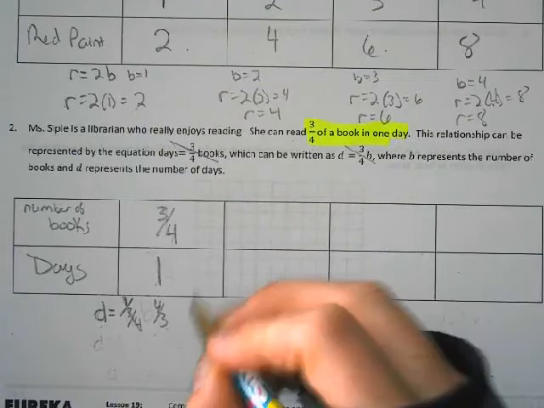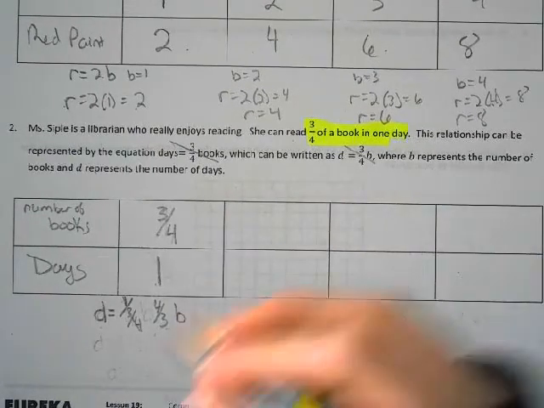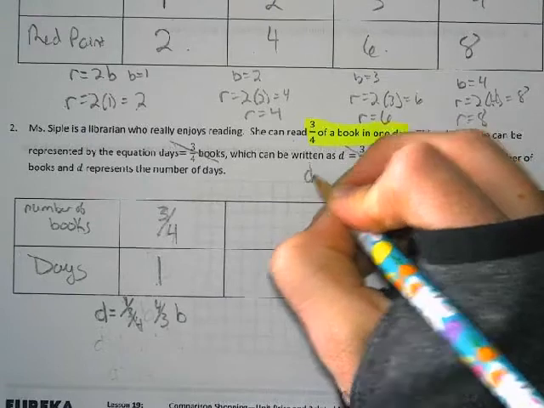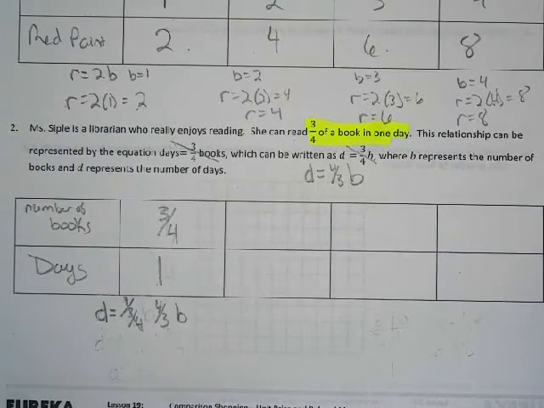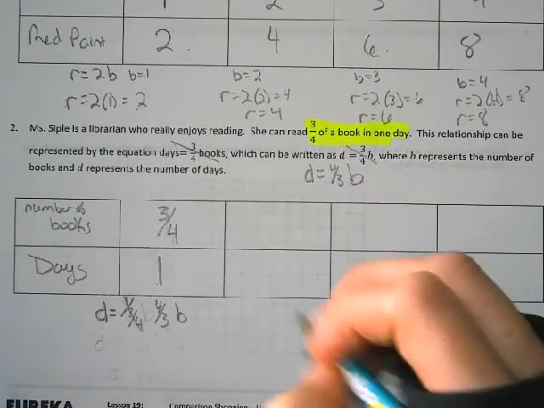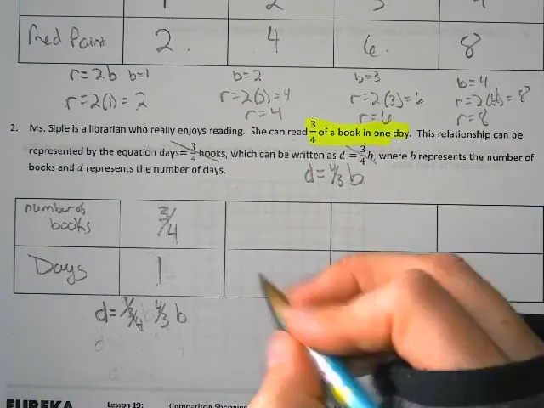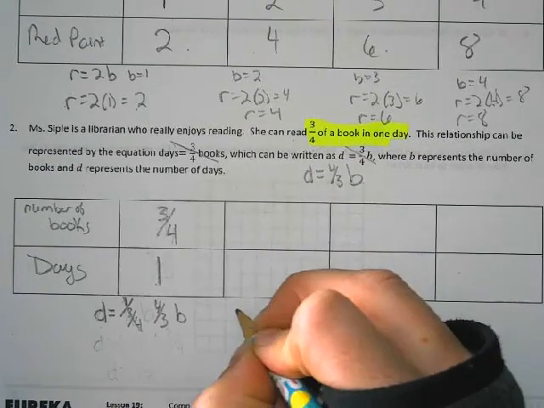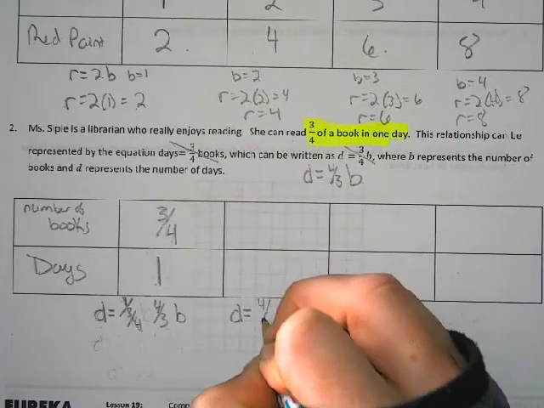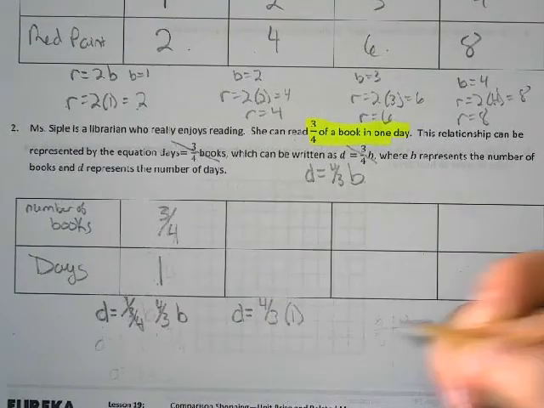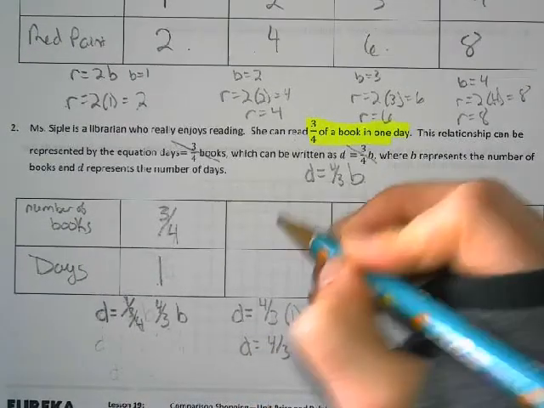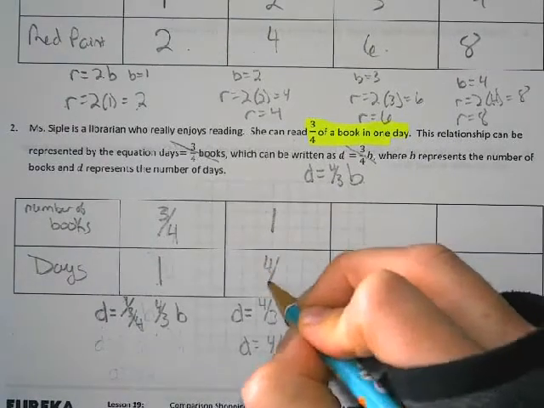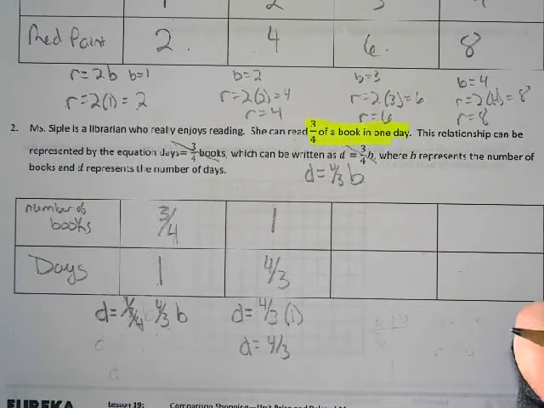And what's my other side than days? Books. So my actual equation, which I'll write up here, should be D equals 4/3 books. Now I should be able to solve this correctly. So if I put a 1 in for my books, I would say D equals 4/3 times 1, which would equal days is 4/3. That would be 1 book, 4/3 days, which is 1 1/3 days.